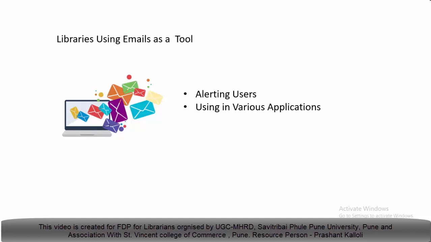First, alerting users. We are using emails to give alert services. Libraries are sending news, notifications, notices, and newsletters regularly to the users. Also, we are sending information about new arrivals, journal arrivals, journal magazine alerts, and journal index page alert systems. In such a way, we are so familiar with email technology.